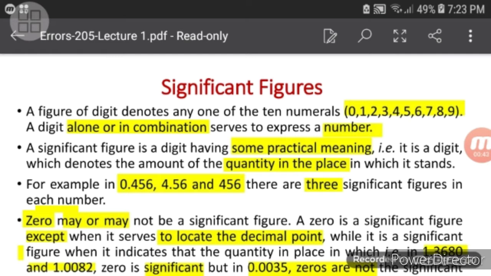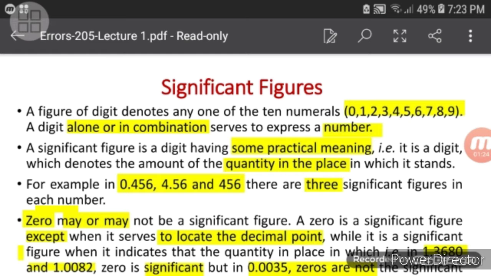A figure or digit denotes any one of the 10 numerals 0, 1, 2, 3, 4, 5, 6, 7, 8, 9. These are the 10 numbers. But the condition is that in the case of significant figures, these are not only alone, not just 1, 2, 3; it may be more than that, in the form of a combination which serves to express a number. And a significant figure is a digit having some practical meaning, meaning it is the amount of quantity in the place in which it stands.